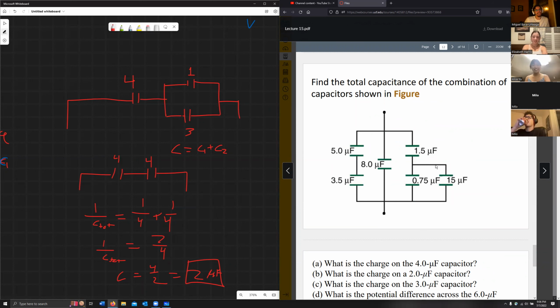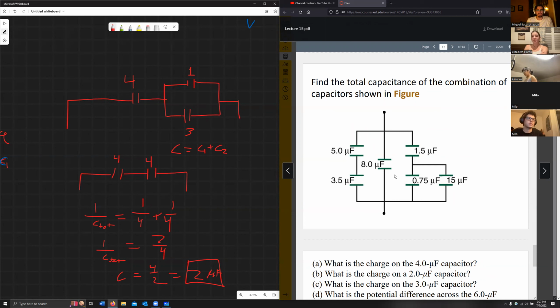So this right here seems pretty straightforward. You just combine these two in parallel. So then you have these in series. And then you're actually kind of in a unique situation where you combine these in series, combine these in series. Oh, and then you could just add them all together. So actually not that crazy.